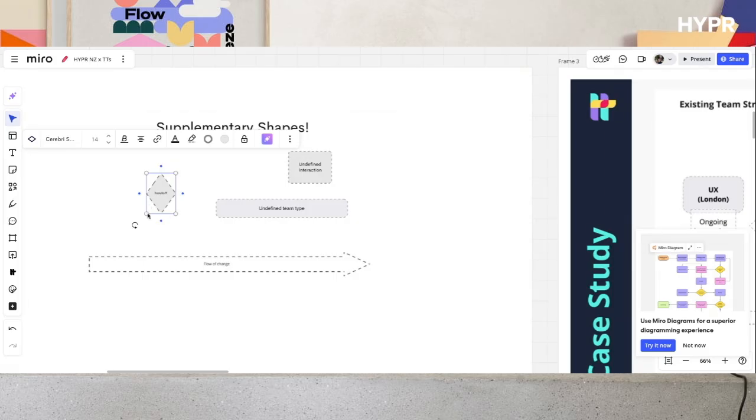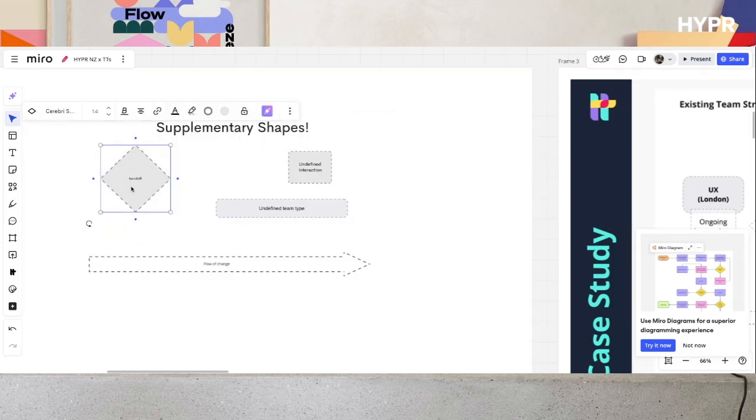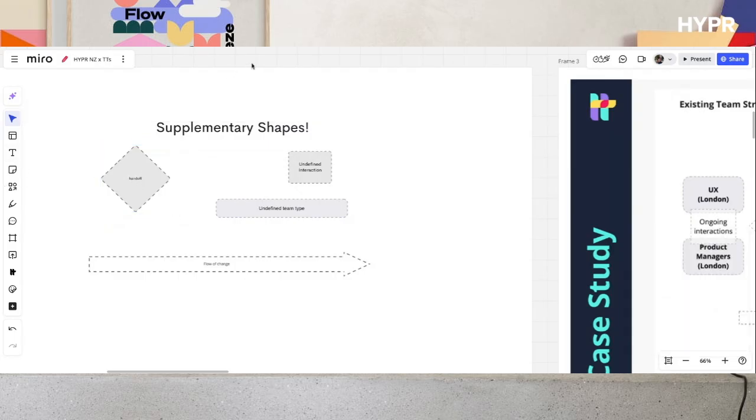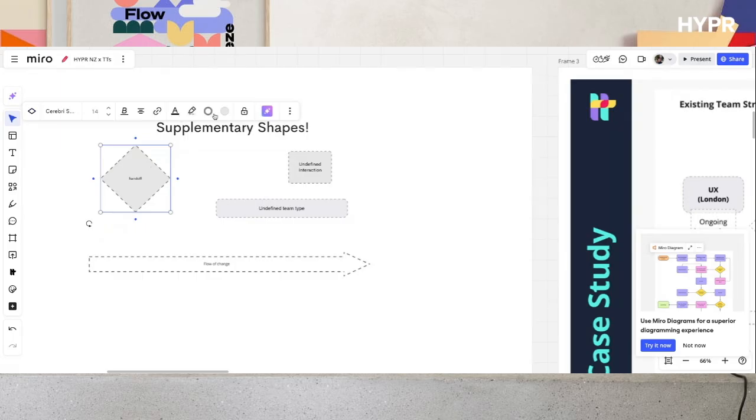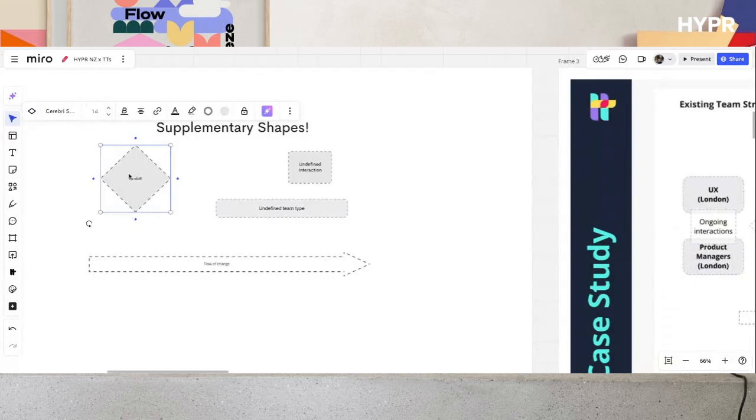And then this is the other really powerful shape, which you'll have to create yourself. Unfortunately, it's not in the menu. This is the handoff. Showing this is really, really important, and it's one of the biggest, probably most expensive signals for change, that there are dependencies and handoffs between teams.